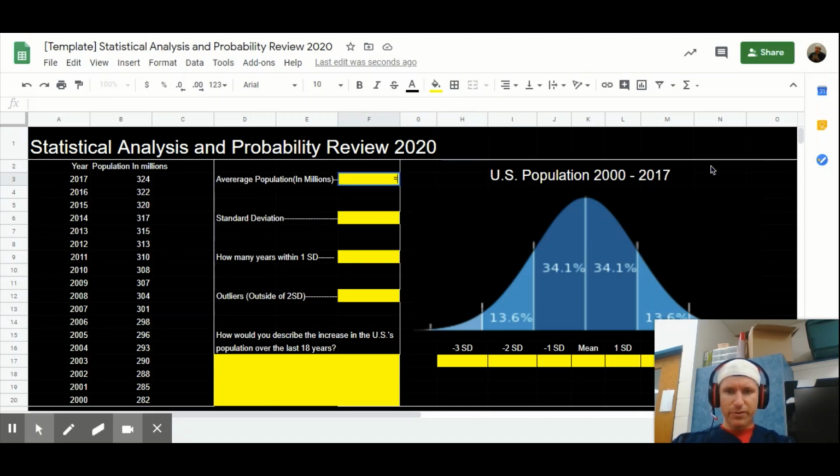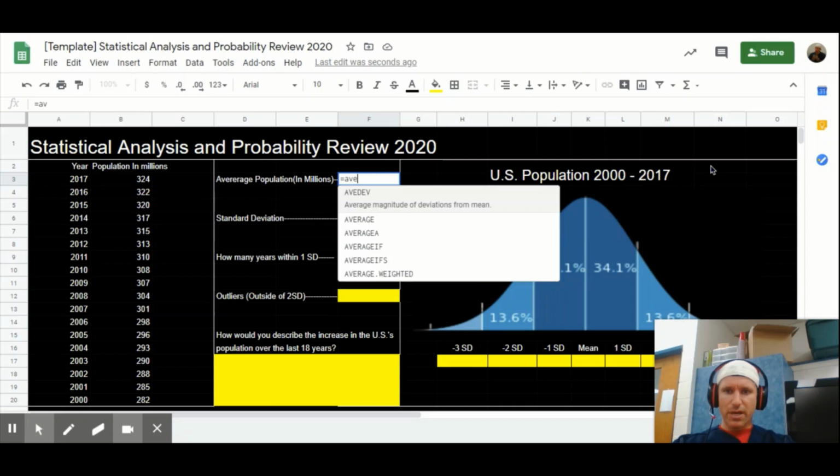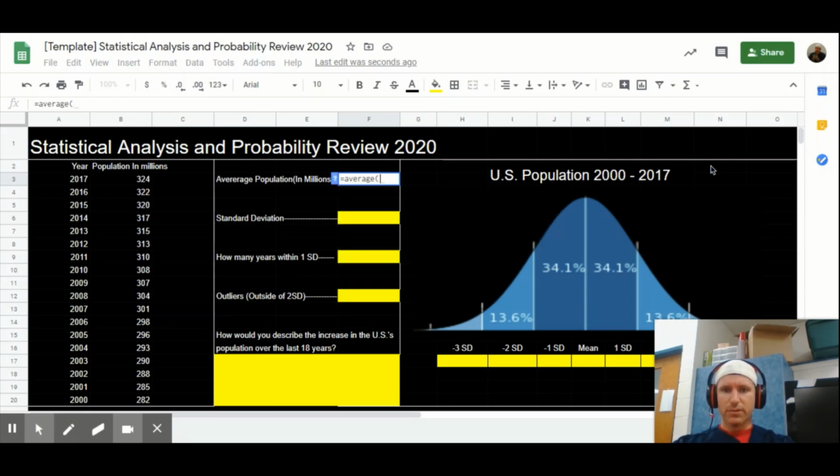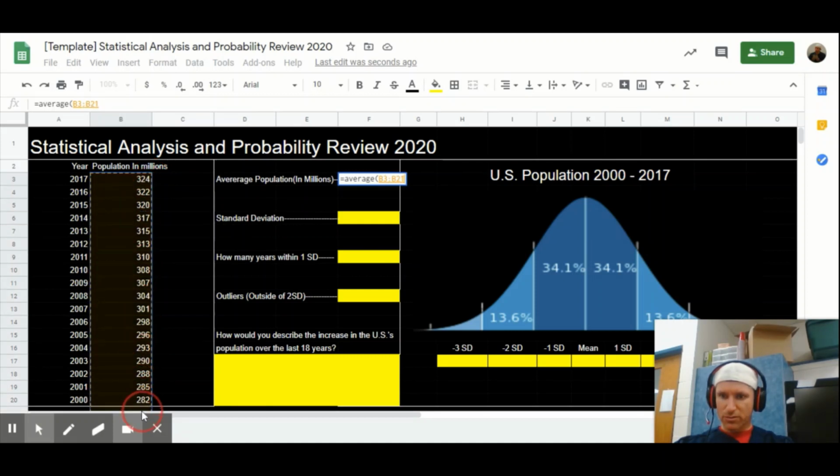To find the average, everybody knows this, equals average. Make sure you use the equal sign at the word average and then start a parenthesis. And we want to find the average of the population of the United States over the last, looks like 17, 18 years. Okay.